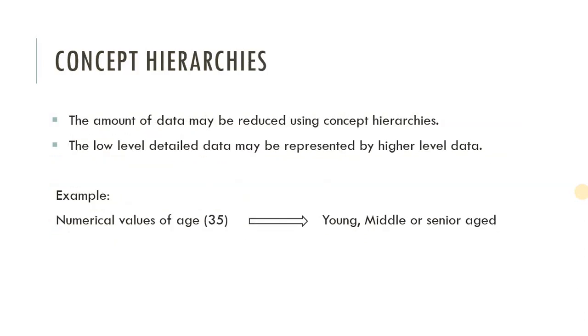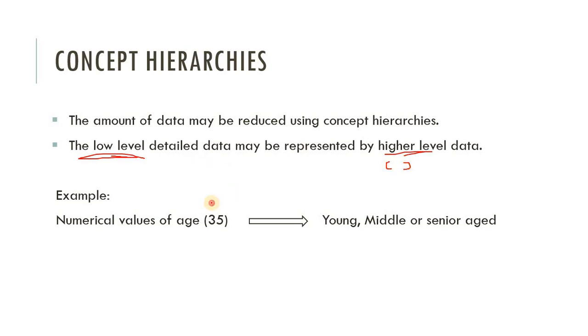Now in the concept hierarchies, we have data values. A data value is detailed data. This is called the detailed data, and the detailed data is also called the low level data. So we are replacing that low level data with the higher level data representation. The higher level data representation means the intervals that we already defined. Those intervals are called the higher level data.